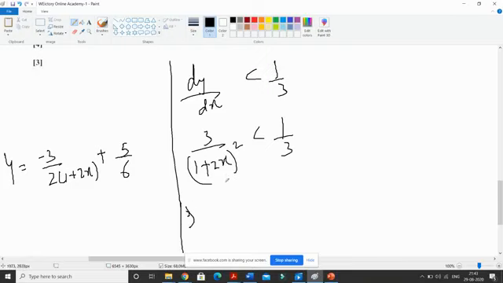So from here, if you just cross multiply, you will get 9 greater than 1 plus 2x whole square. I mean 9 less than 1 plus 2x whole square. Okay.